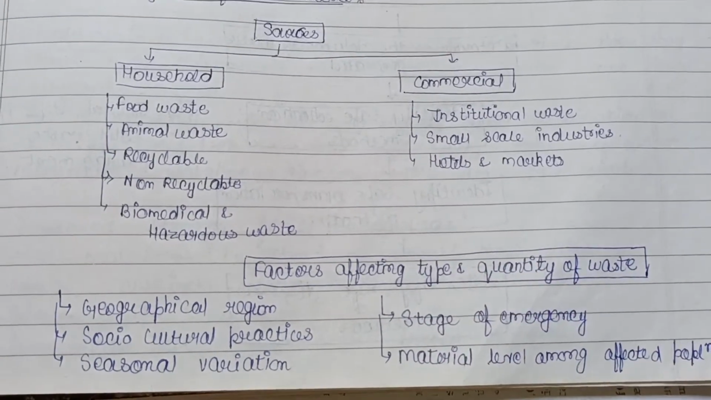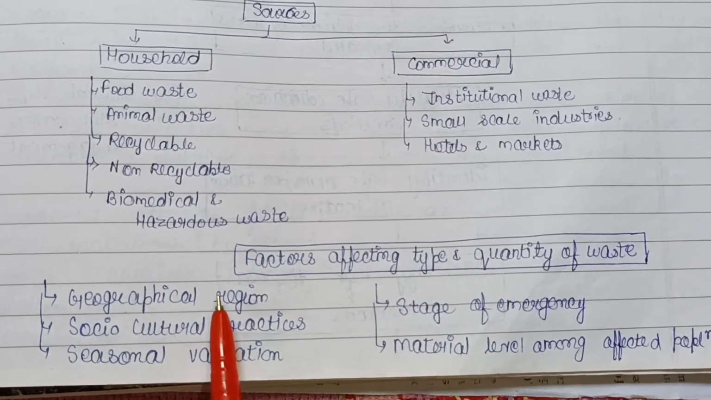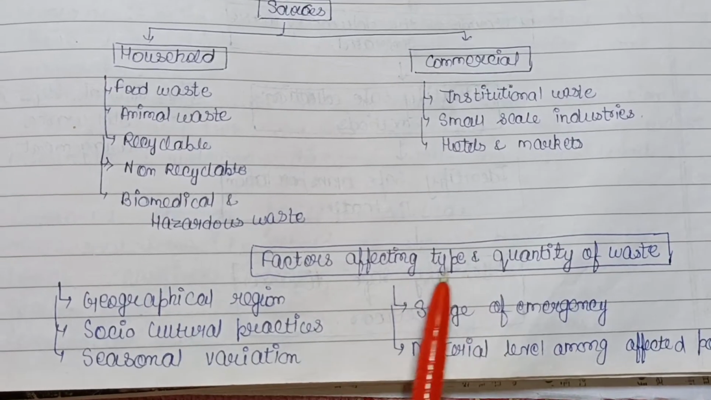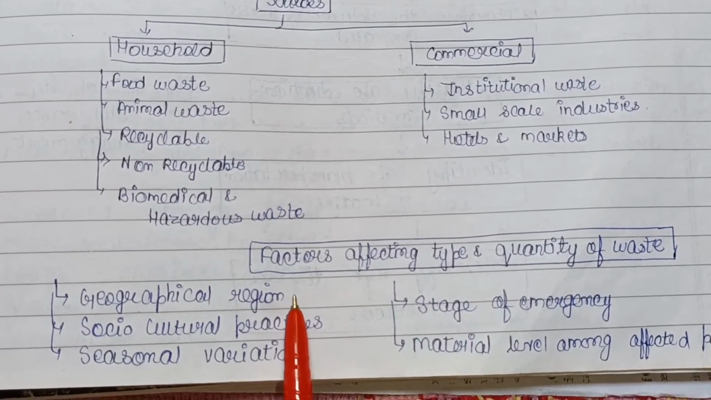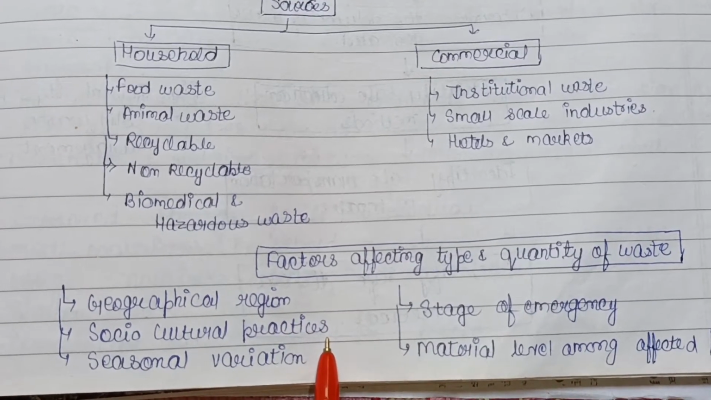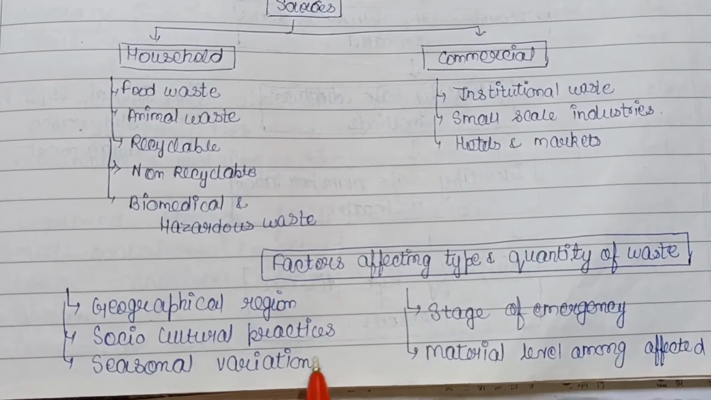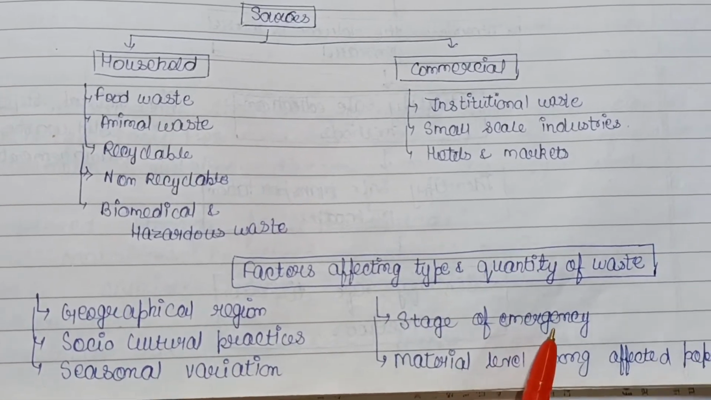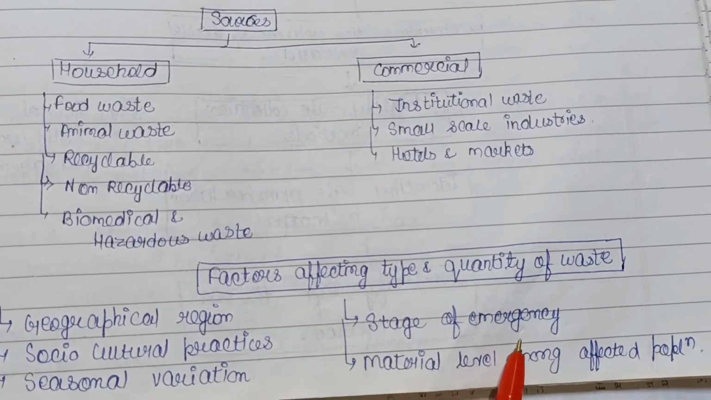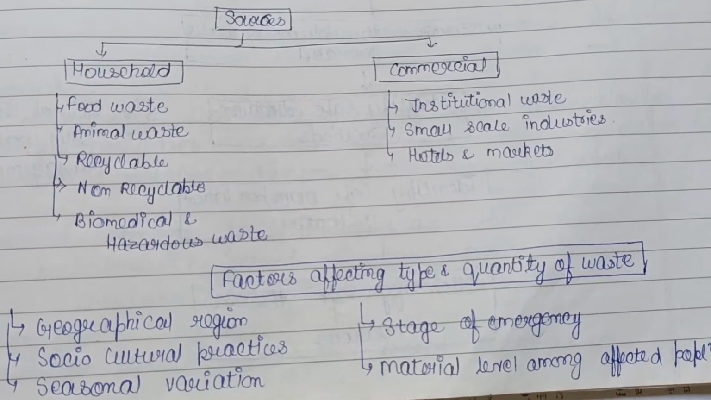Then the factors affecting the type and the quantity of the waste. The quantity of the waste and its type depend on various things. First is the geographical region, then the socio-cultural practices of a particular region, the seasonal variation, that is whether a cold climate or hot climate, stage of emergency, that is disposal emergency, and the material level among the affected population, that is how much a population discards as waste.